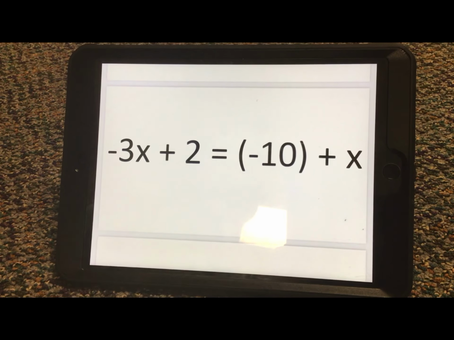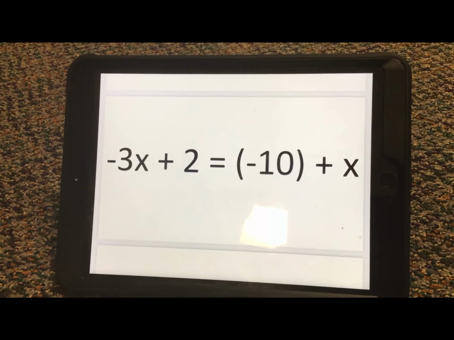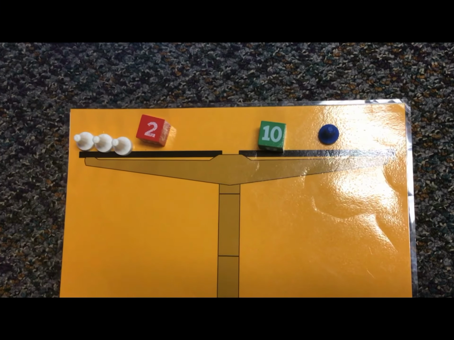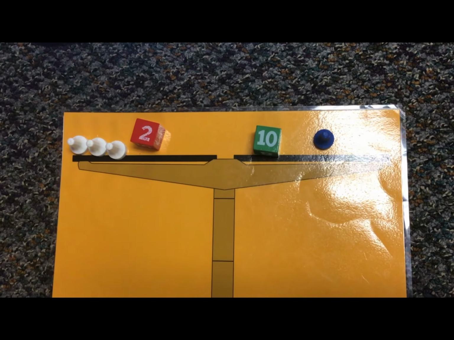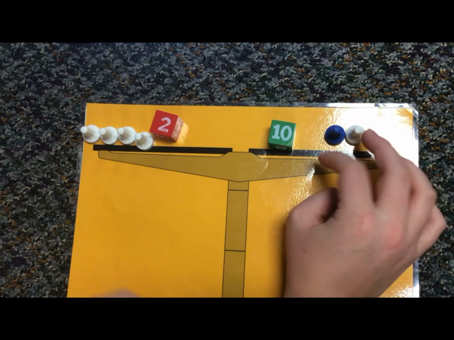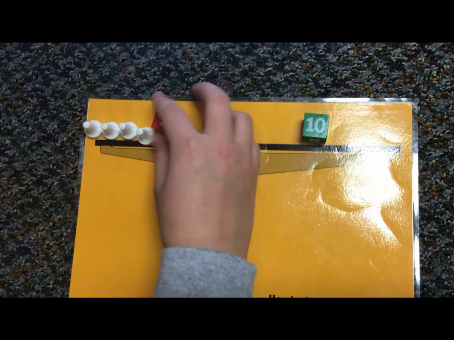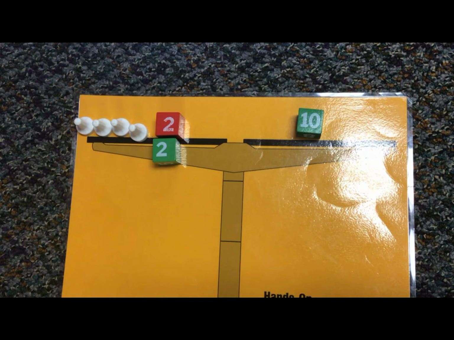My second problem is the opposite of 3x plus 2 equals negative 10 plus x. So the first thing I'm going to do is add a white pawn to both sides. And since I'm adding to both sides, it doesn't upset the scale. But then this is a pair of zeros, so I don't need it on there. And then I want to get rid of this 2. So I'm going to add a negative 2 to both sides.